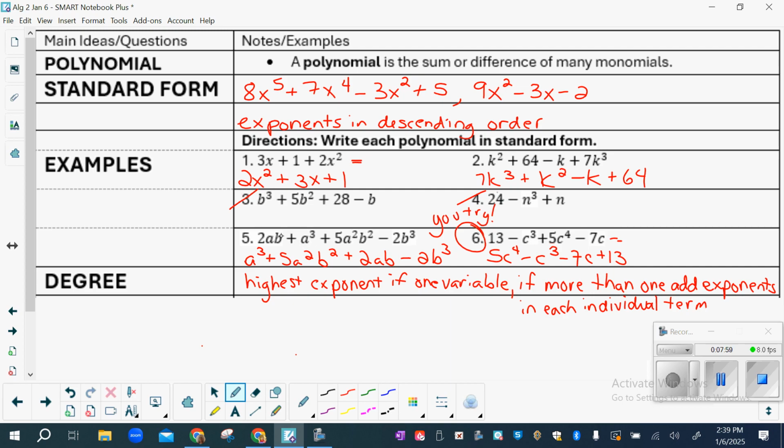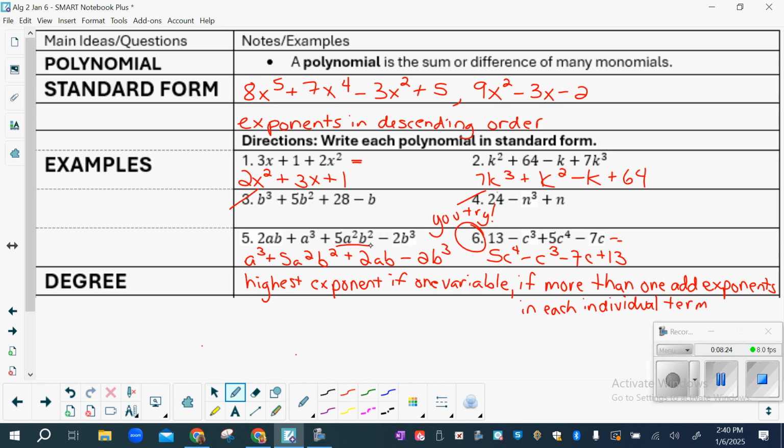Within this term here, we are going to add the exponents. What do the exponents add up to in this term here? What do the exponents in this term right here add up to? 4. Okay. Is there any one of these that's any higher than that?